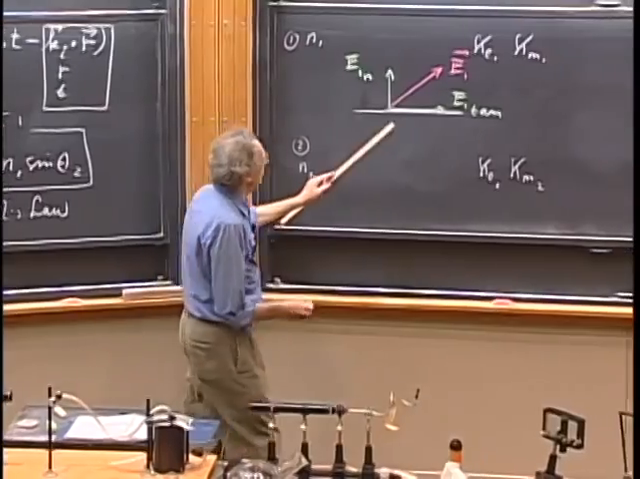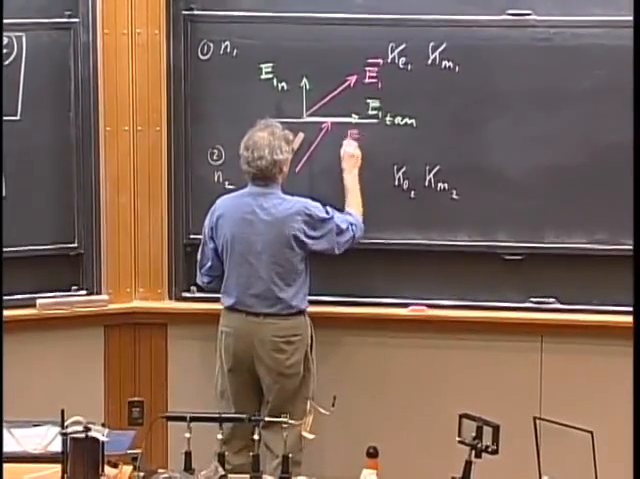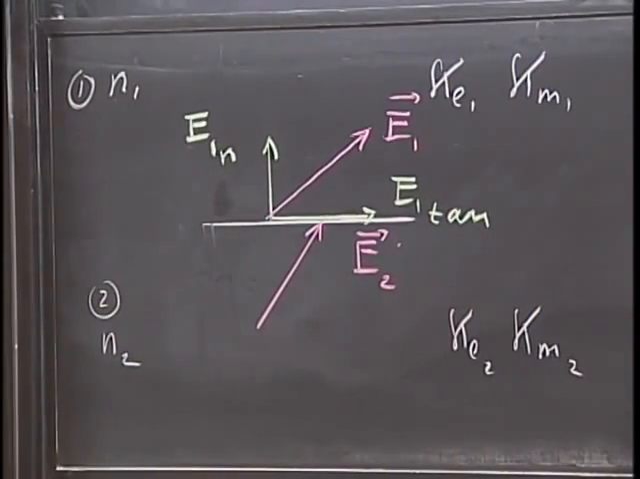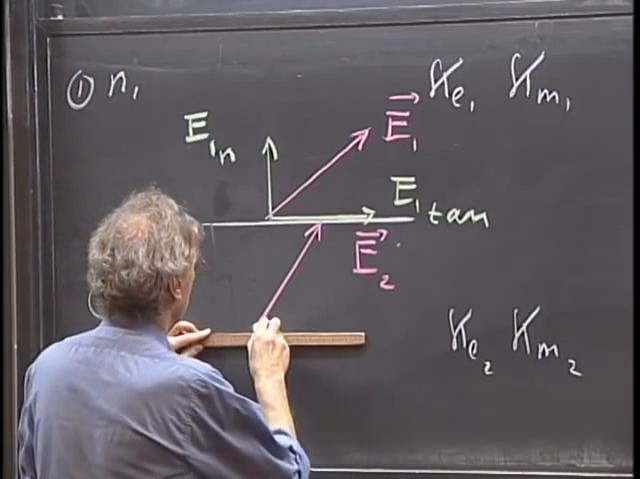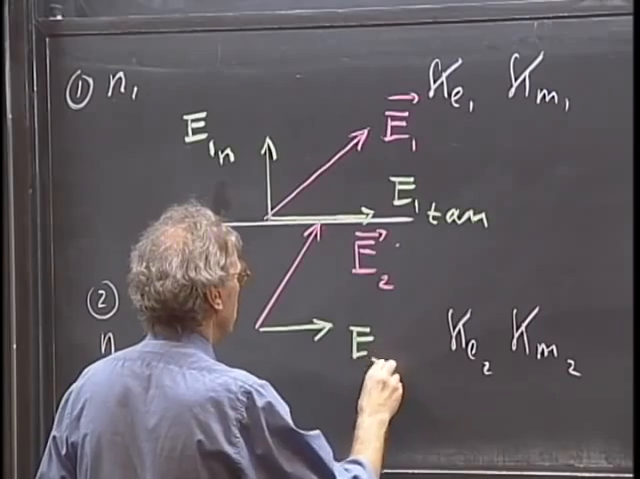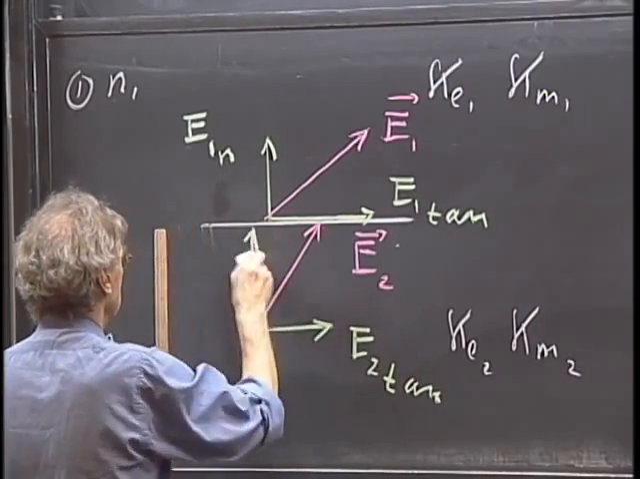And now, in medium 2, when the wave gets through, there is an electric vector, which is now E2. And I'm going to decompose that now also into one component, tangential. So this is now E2 tangential. And this is now E2 normal.